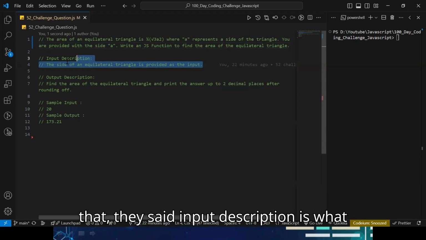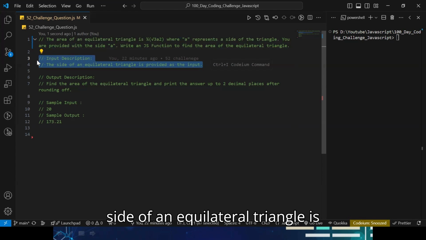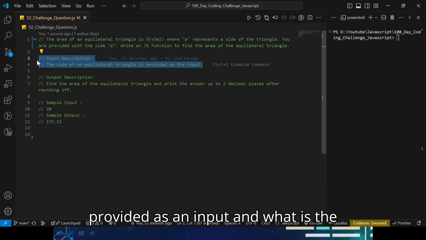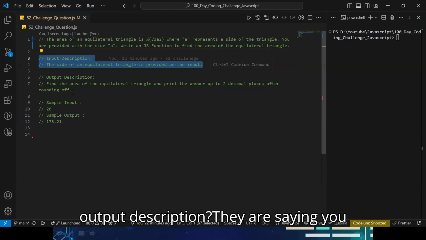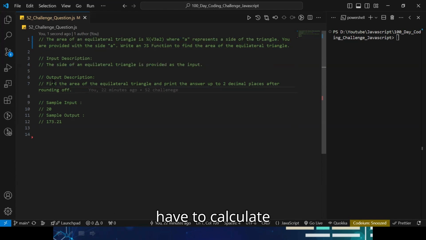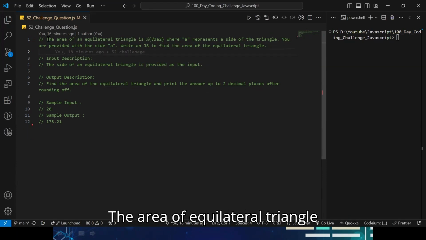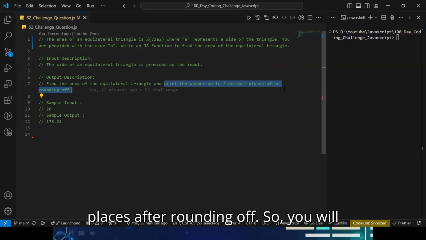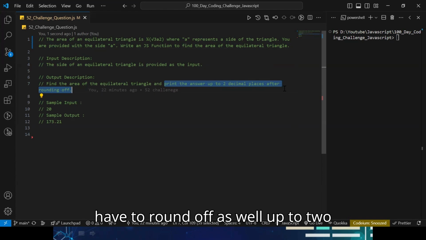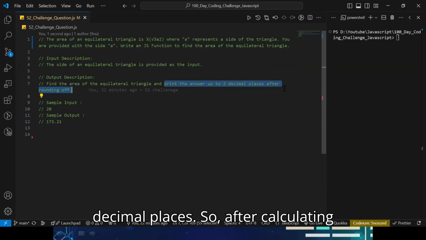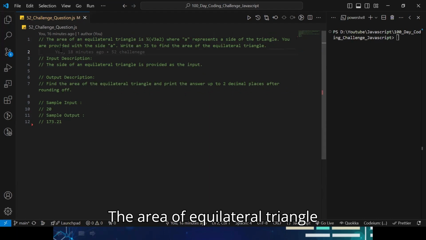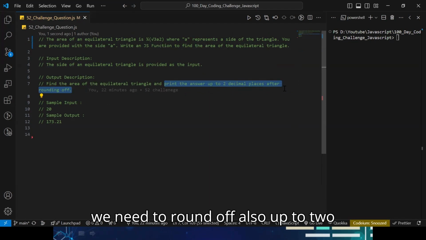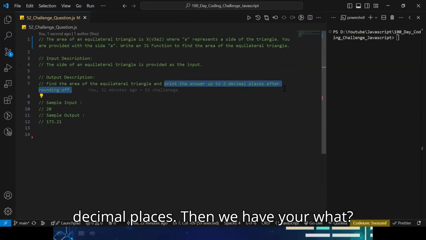After that, the input description is: the side of an equilateral triangle is provided as an input. And what is the output description? They are saying you have to calculate the area of equilateral triangle and print the answer up to 2 decimal places after rounding off. So after calculating the area of equilateral triangle, we need to round off up to 2 decimal places.